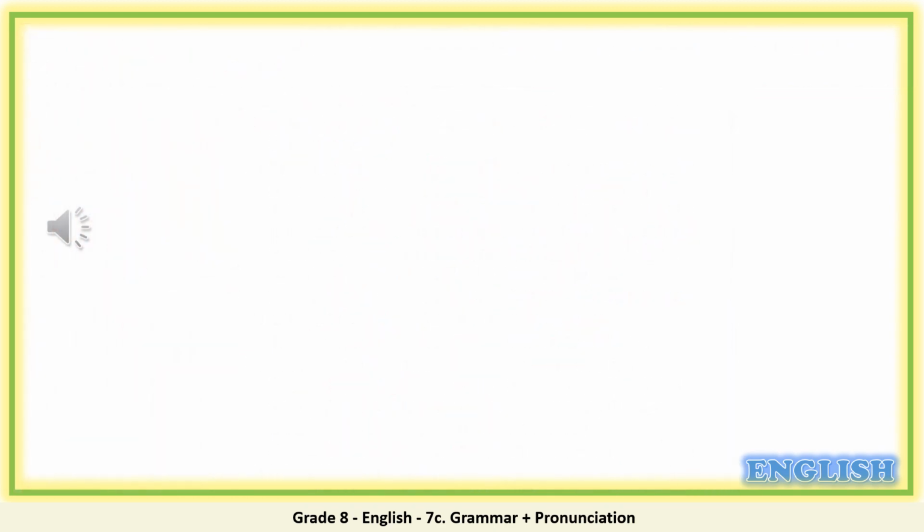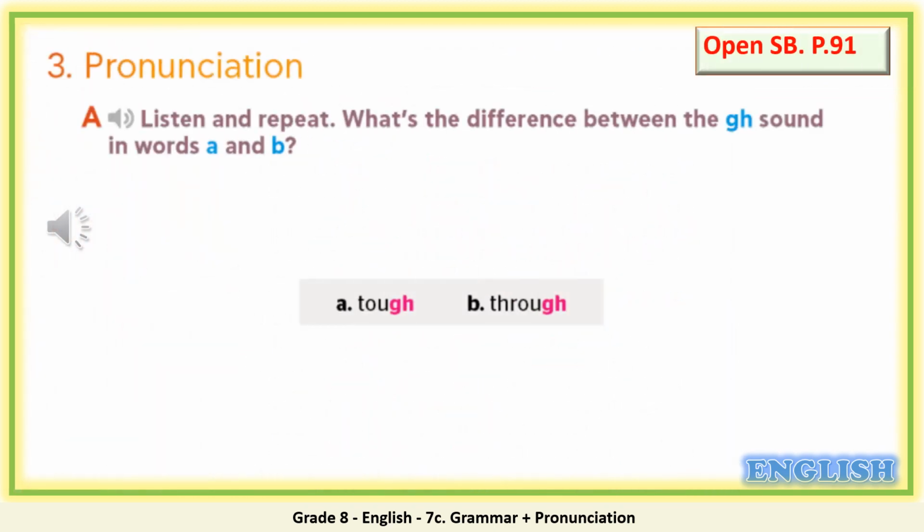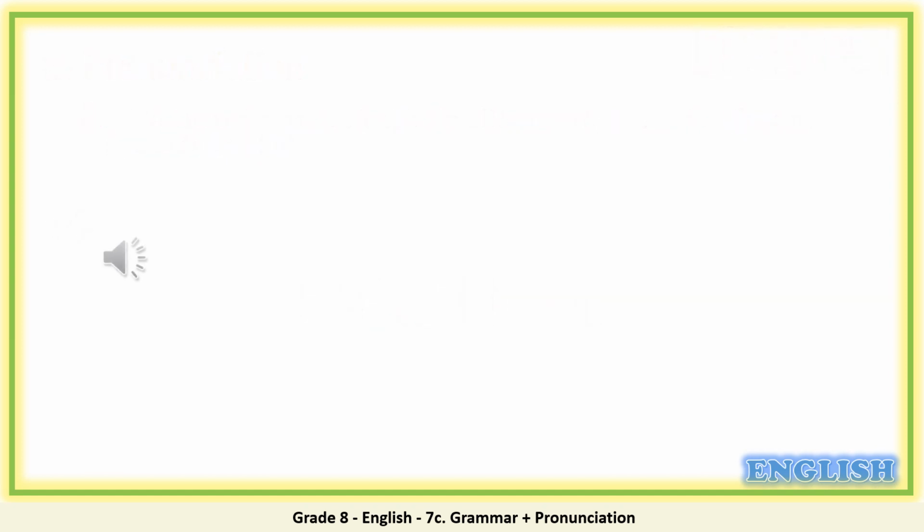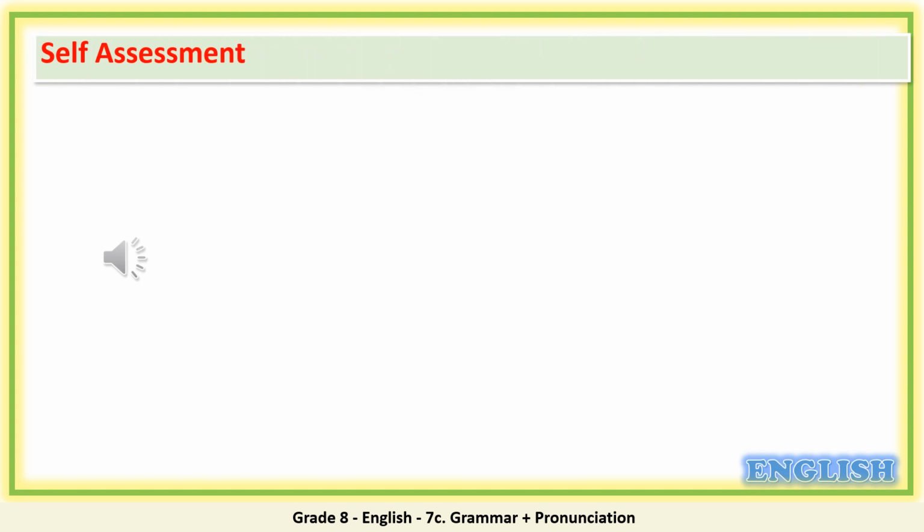Now, open your student book, page 91, exercise 3, pronunciation. A. Listen and repeat. What's the difference between the GH sound in words A and B? A. Tough. B. Through. Now, to understand the difference, you need to do this self-assessment.